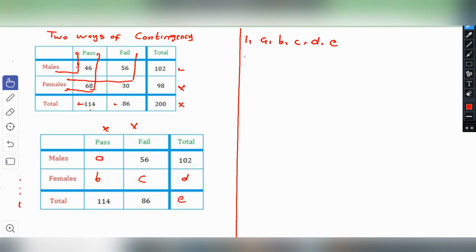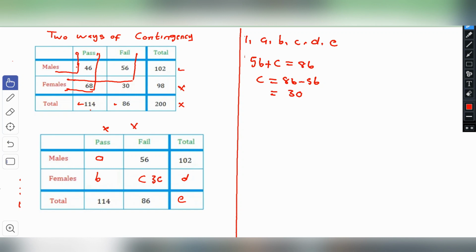Can you guys see it? So how can we calculate this? We know that the total number of fail is 56 plus C, therefore we must get 86. So if you need to solve for C, you're going to say 56 plus C is equal to 86, because it's the total number of people who failed, right? Therefore C is going to be 86 minus 56, which gives us 30.